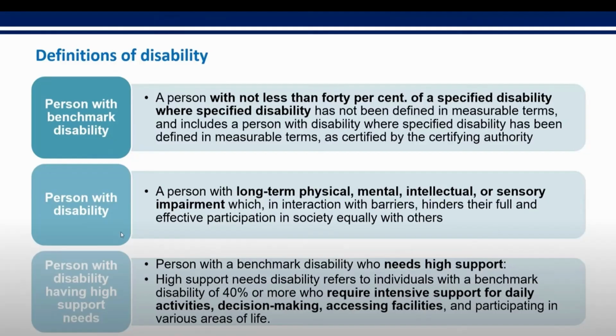Then the second one is a person having long term physical, mental, intellectual, or sensory impairment. In this case we can call a person who lost a part of the body in accidents or any measurable issues. It can be treated as a disability, and we can call them specially able persons. In interaction with barriers, it hinders their full and effective participation in society equally with others.